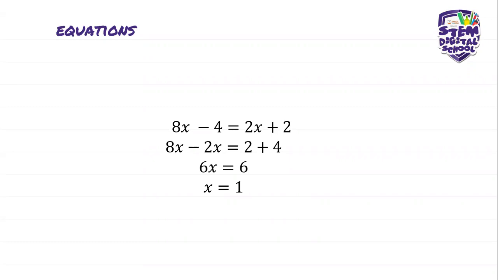Alternatively, you can just divide both sides by 6. This is what we call the multiplicative inverse. So the multiplicative inverse of 6 is 1 over 6. So you just divide by 6 to get the value of x there, and the value of x will be 1. So x will be equal to 1.